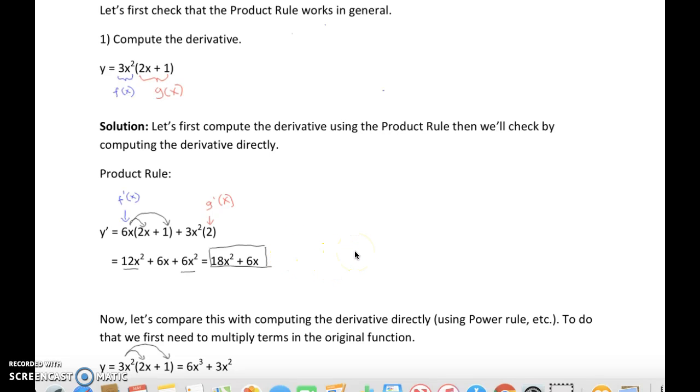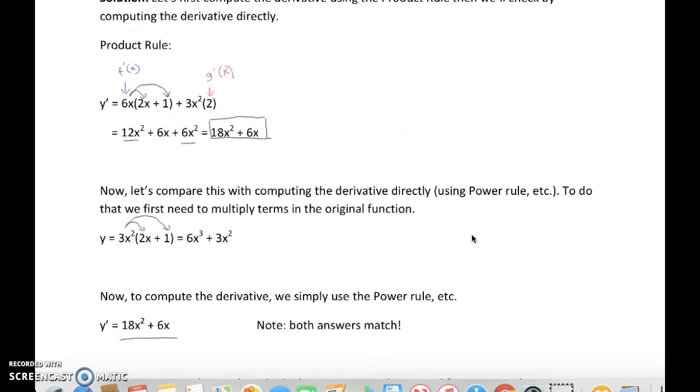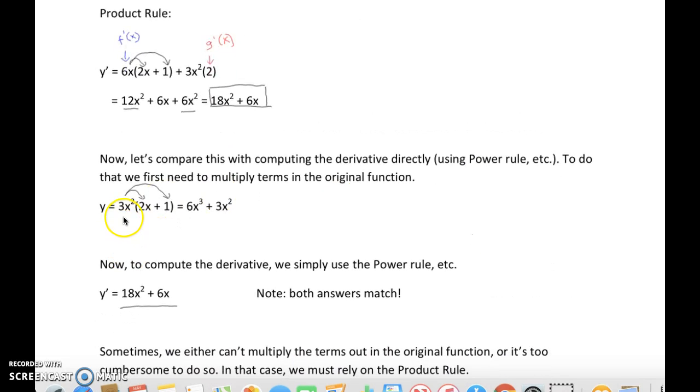Now we're like, well, okay, why are we trying to do this? Is there another way to do it? Of course there is. We're going to compute the derivative using the power rule only. First, we need to take our f(x) and multiply it by g(x). When we do that, we have the 3x squared, and we distribute it through the 2x plus 1, and we end up with 6x cubed plus 3x squared.